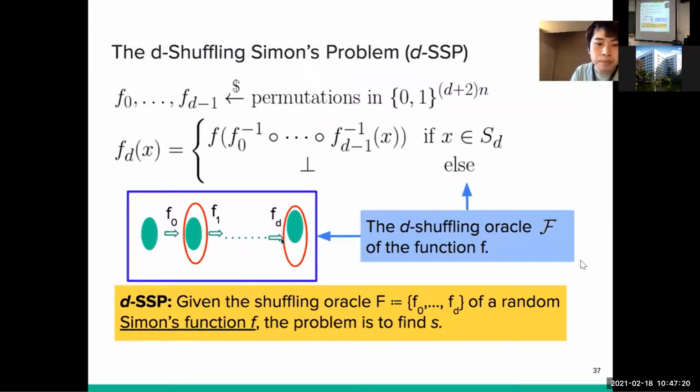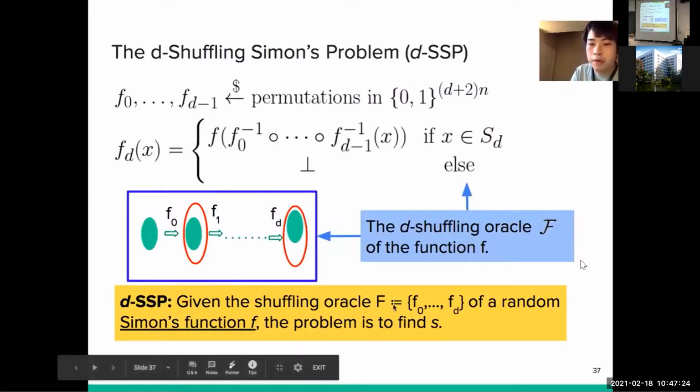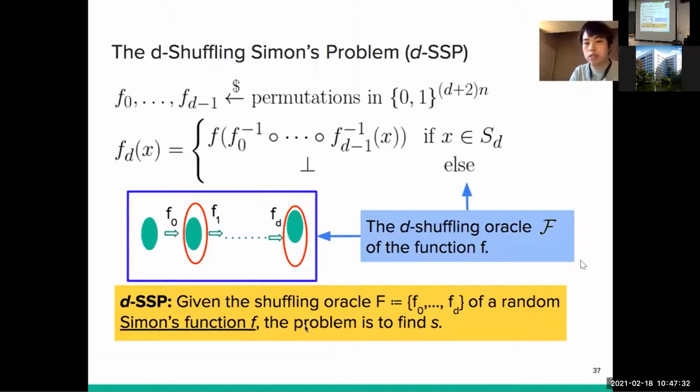The problem is very simple. Given the shuffling oracle F, which is defined by f0 to fd of a random segment function F, the problem is to find the small f, the hidden shift.